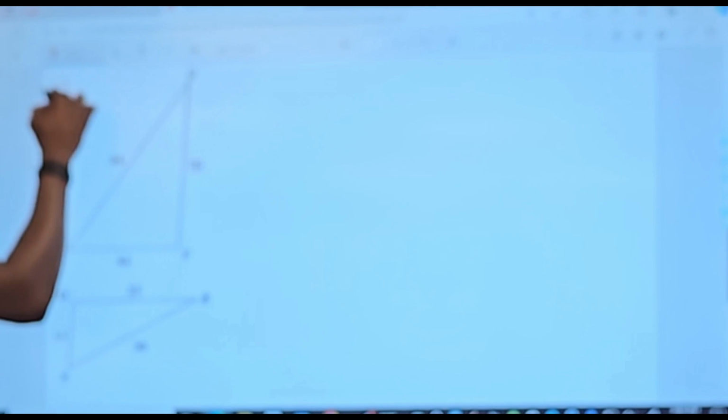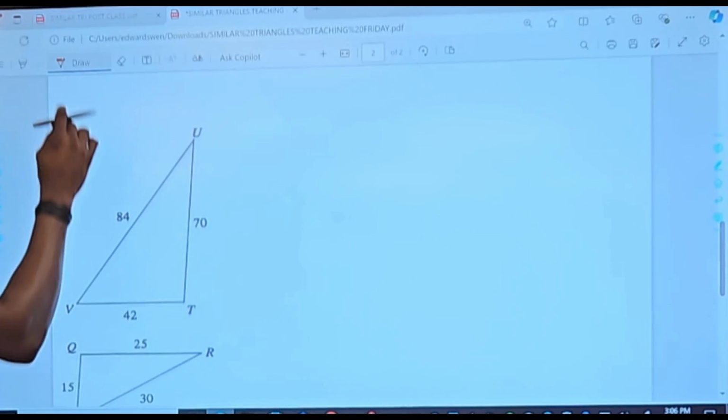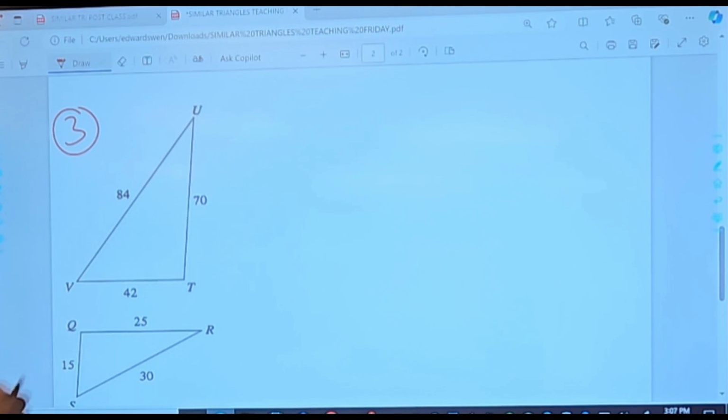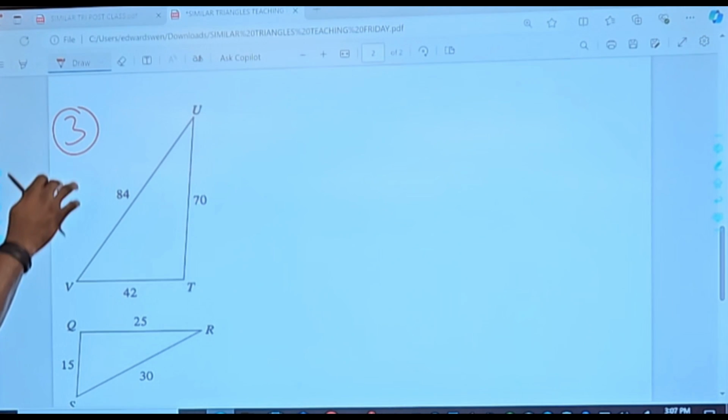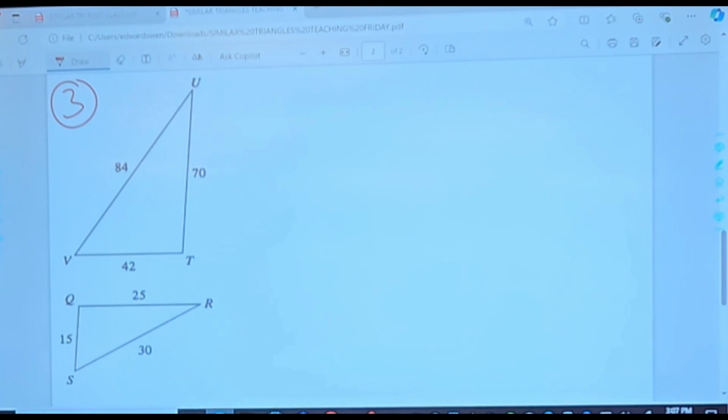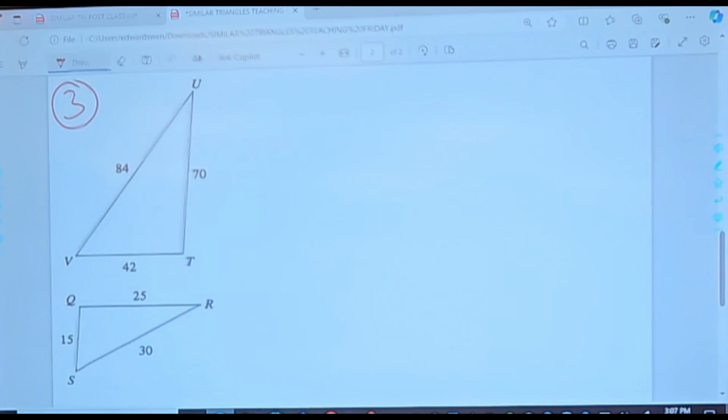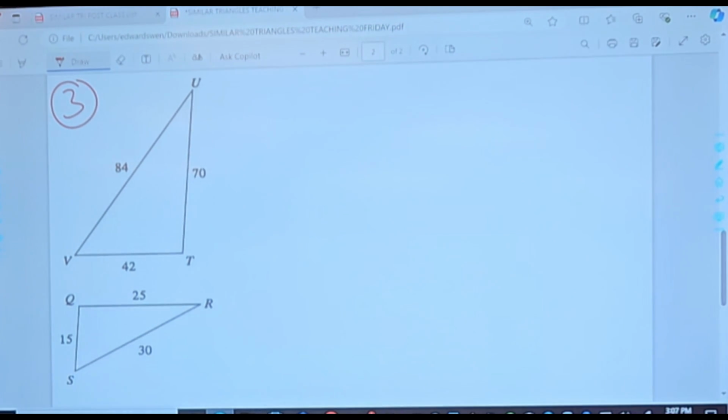So number 3, we have 3 sides, right? Now, what we're going to do is to observe. We're going to look. There is a side postulate. But we must make sure that we are linking ideas.